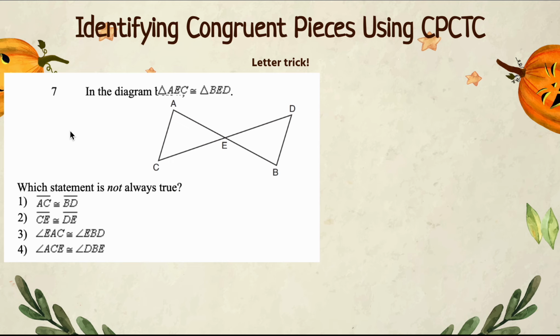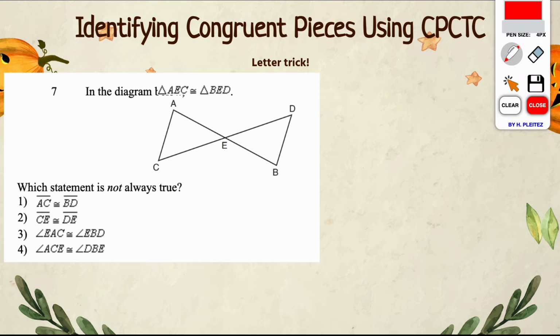All right, another example here. I'm not going to go as in depth with this one. We're just going to move through the logic, and if you're confused by it, just rewatch that last portion. It says in the diagram, triangle AEC is congruent to triangle BED. Which statement is not always true? Ooh, be careful in there. When you have a not, you want to make sure you are very mindful.